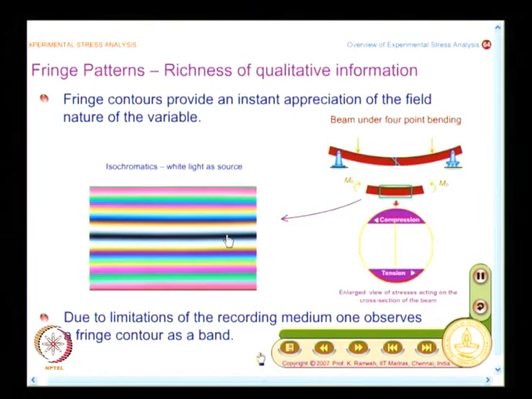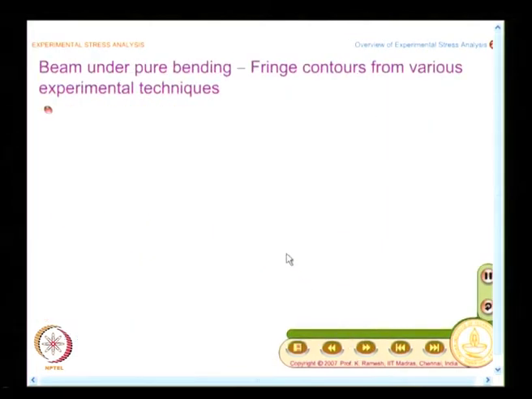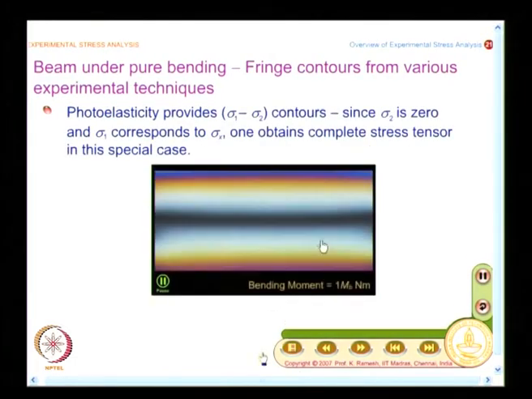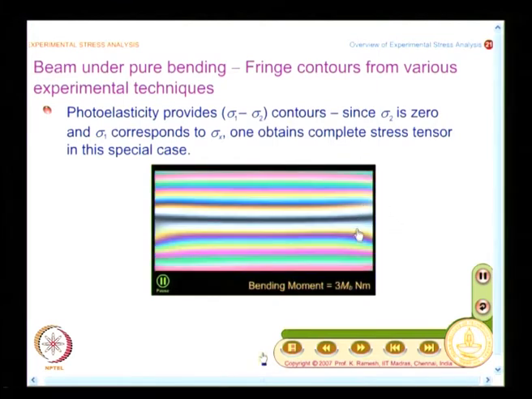And now it is also desirable that we look at how to number these fringes. What we do is go back and see what photoelasticity gives. It gives you contours of sigma 1 minus sigma 2. In the bottom half of the beam, sigma 1 corresponds to sigma x and sigma 2 is 0, and sigma 1 minus sigma 2 contours appear horizontal. You see some deviation from a straight line in this zone because it is closer to the load application point in the experiment.